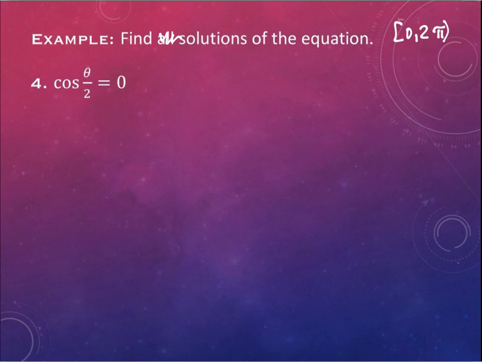So let's take a look. This one wants us to find places first where the cosine is equal to 0. So if you're thinking unit circle, where on the unit circle is the cosine equal to 0?